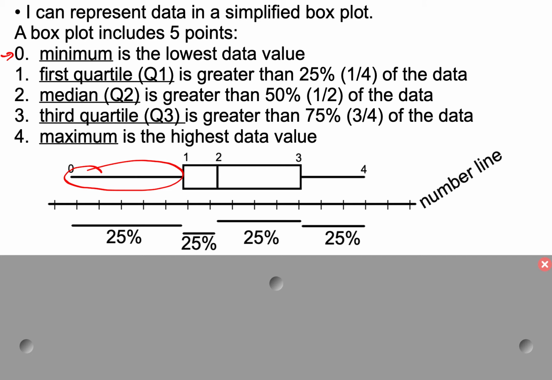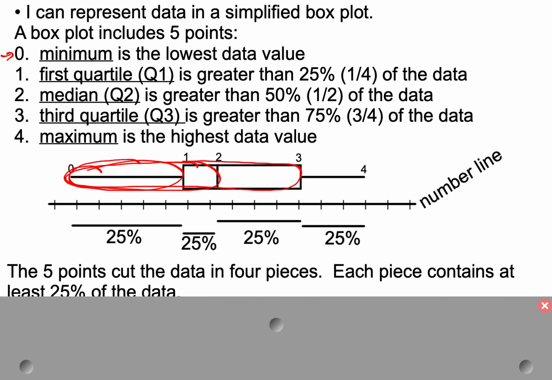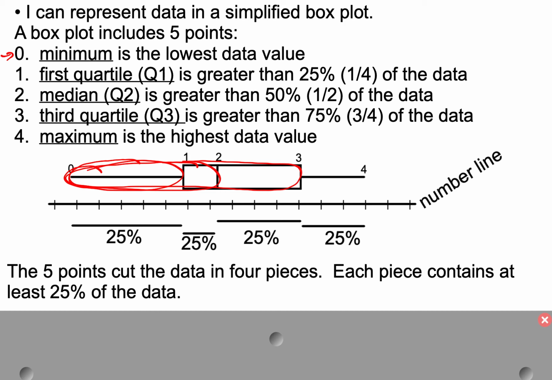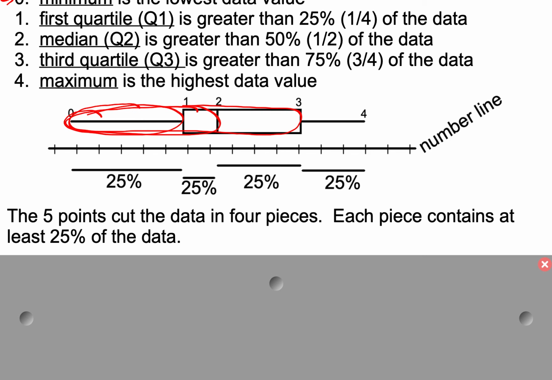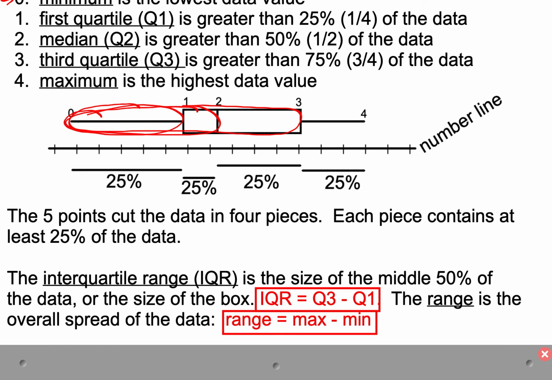The median is the second quartile, and it is bigger than 50% of the data. Q3 is the third quartile. It's greater than 75% of the data. And the maximum is the highest value. Now, realize that these 5 points cut the data into 4 pieces. Each piece contains 25% of the data.